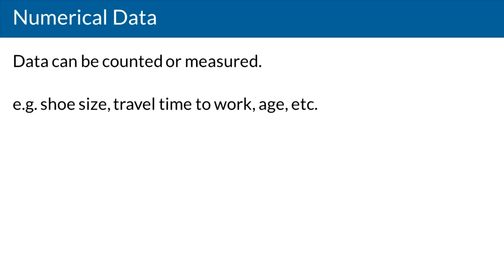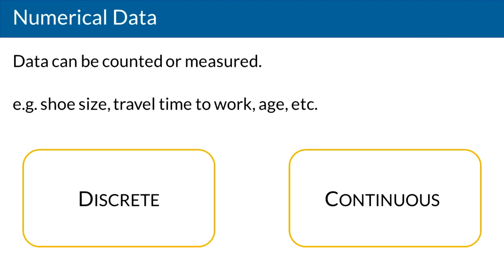Numerical data is the bread and butter of statistics. It's data that can be counted or measured. Because it is numerical, it's a lot easier for us to analyze it using mathematical tools. Numerical data can be divided into subgroups of discrete data and continuous data.